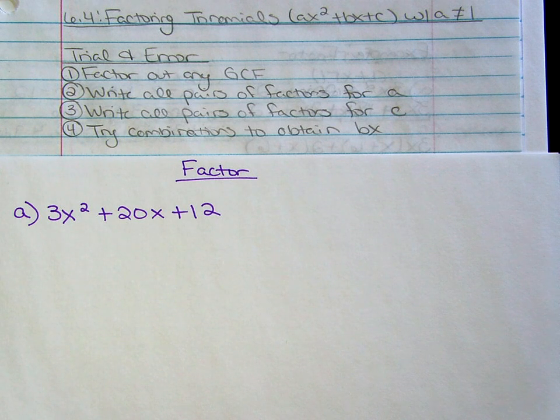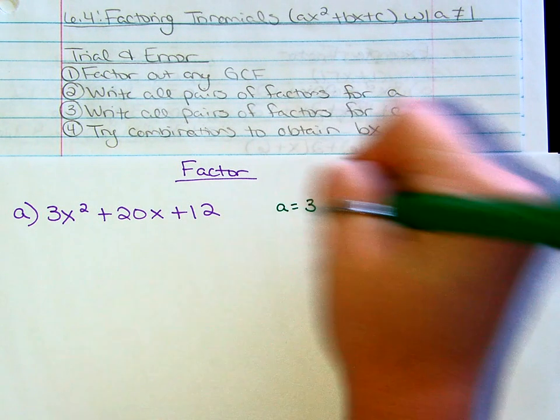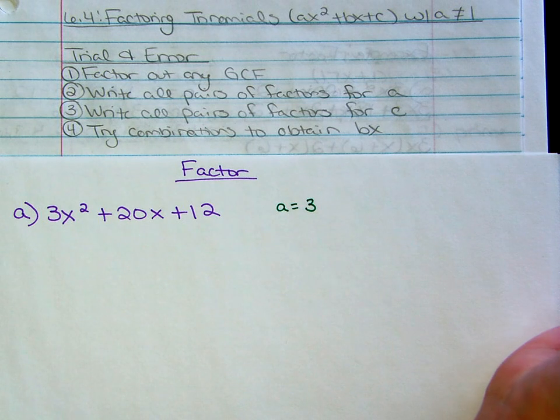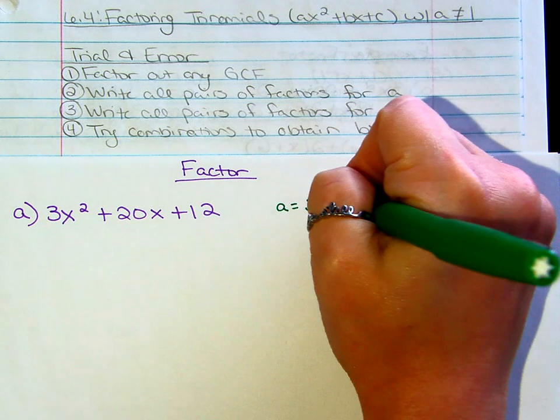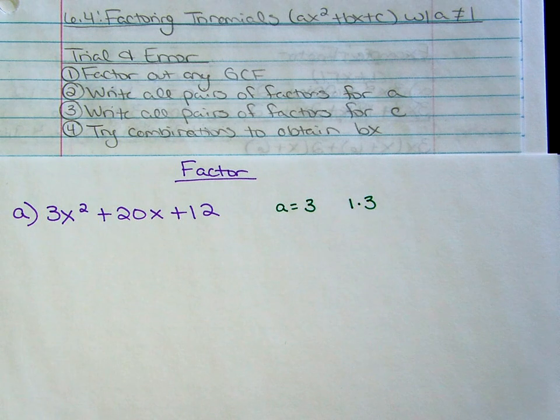So step 2, we're going to write out all the factors of a over here to the side. Luckily, there's not very many because a is prime. And when you are a prime number, the only factors are 1 and 3. So that greatly simplifies what our options or pairings are going to be.